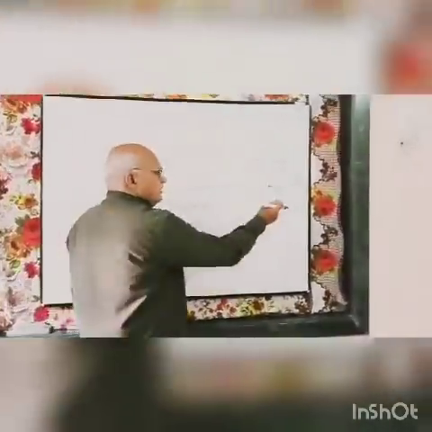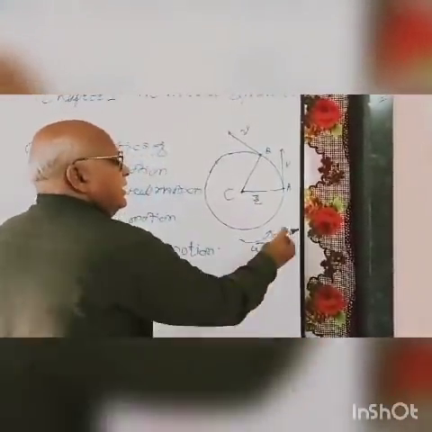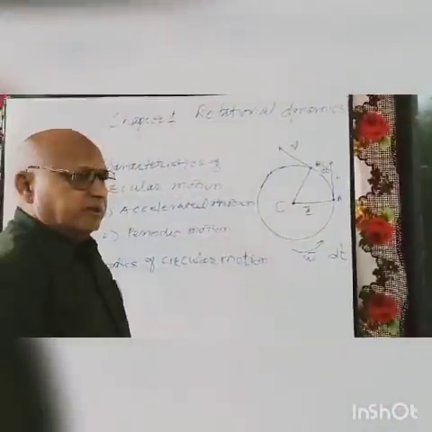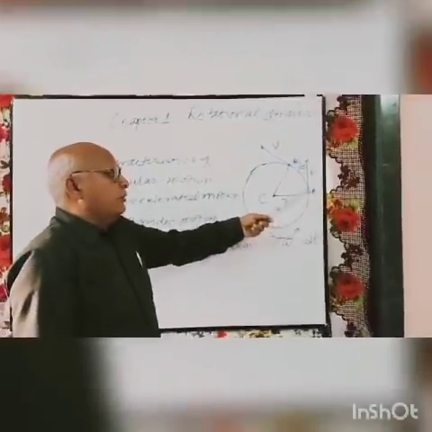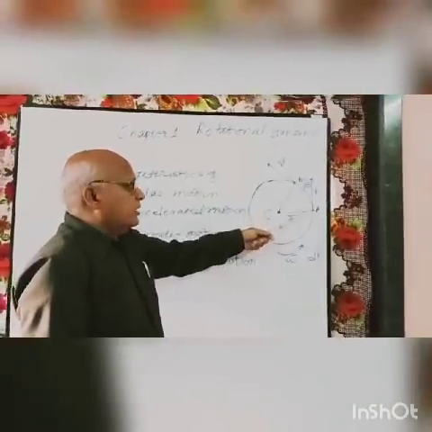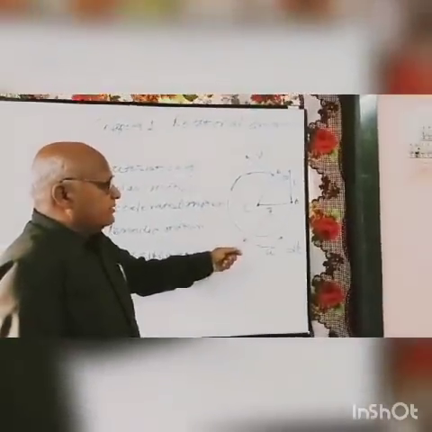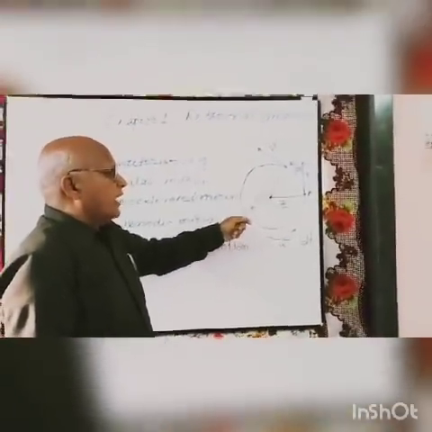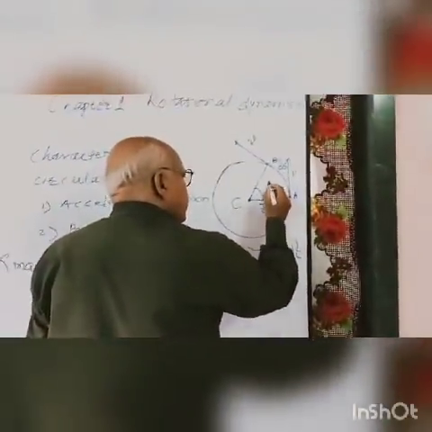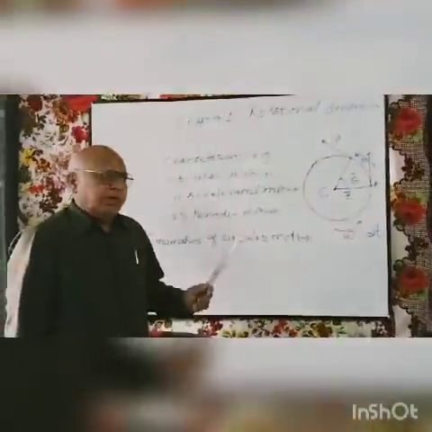Next, here this radius vector in some time delta t moves through a certain distance delta s. That is, when this particle is moving along the circumference of the circle from position A to position B, it covers an arc delta s in time delta t. During this, the radius vector traces a certain angle at the center, and this angle is called angular displacement. This is the first quantity which we have to explain.